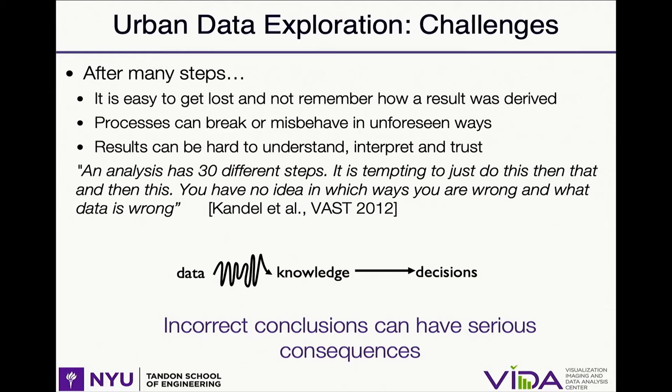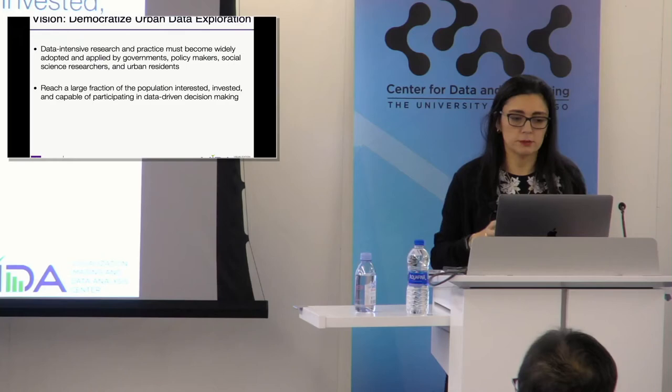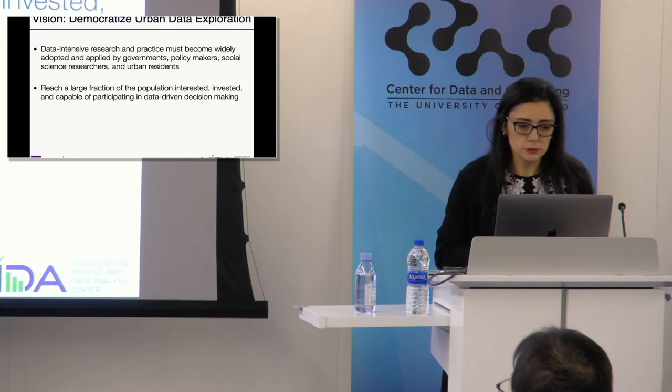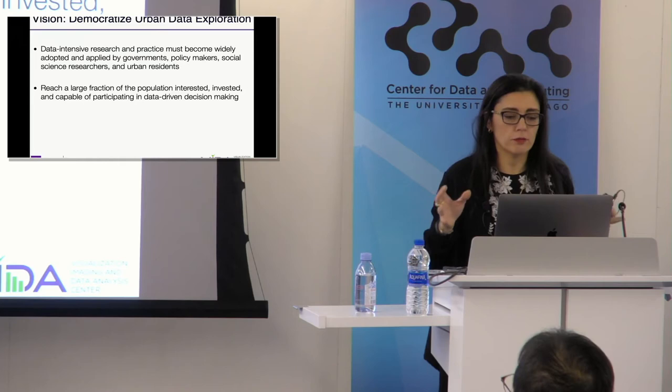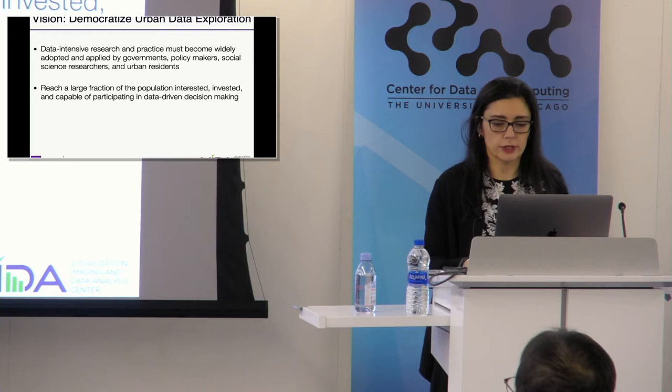So our vision in terms of research agenda is that, yes, data have been democratized. You have data everywhere, right? But getting insights from that data is extremely hard. So how do we make it so that data-intensive research and practice is widely adopted and applied by different stakeholders: governments, policymakers, social science researchers, and urban residents too, right? Here I see a huge opportunity to reach a large swath of people and a large fraction of the population that is interested, invested, and able to participate in decision-making about the cities where they live, right?